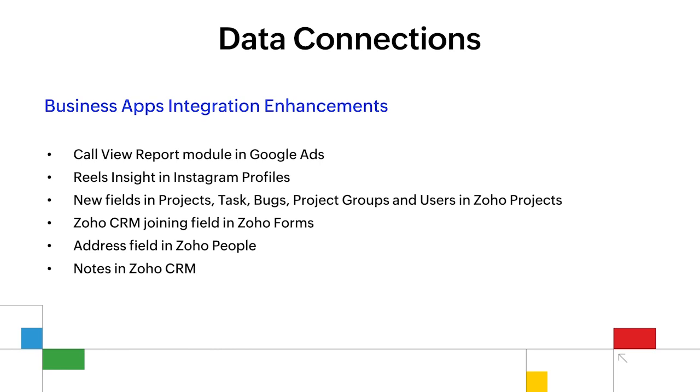Some new fields are supported in Zoho Projects integration, particularly in the modules like projects, task, bug, projects group, and users. And in terms of Zoho Forms integration, some of you might already be using it. Now, if you're using Zoho Forms and Zoho CRM already, then we support a new field which can automatically join the Zoho CRM reference data with Zoho Forms and allow you to create the report. And some new fields also supported in Zoho People integration called address fields. And as I mentioned before, we now support notes data in Zoho CRM.